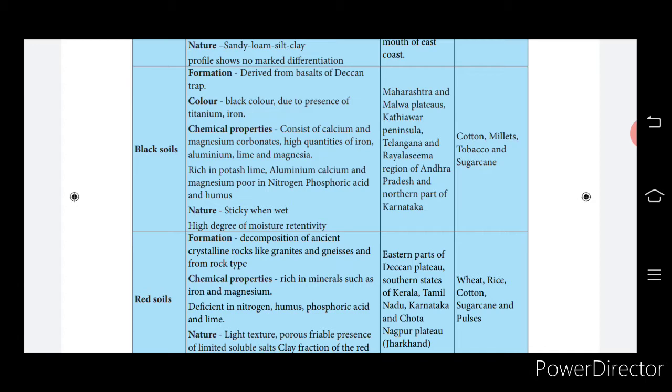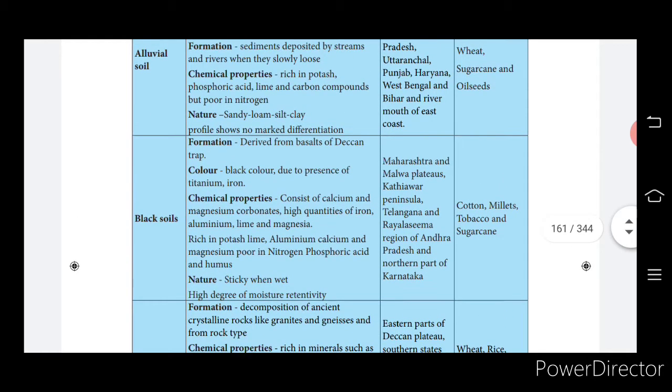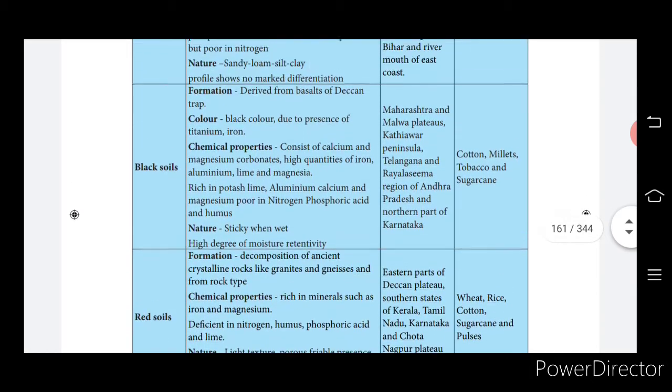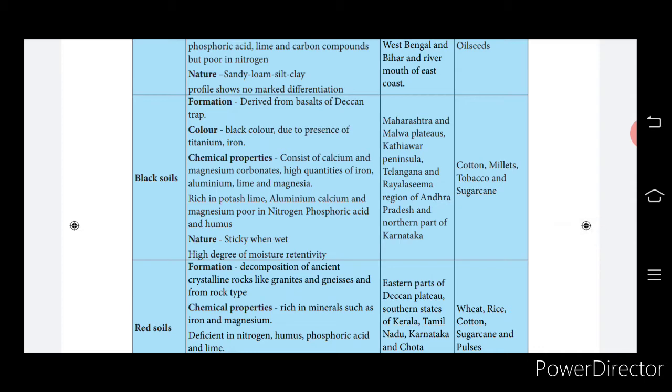Okay, and it will be very moist. So the places where the black soil is distributed are Maharashtra, Malwa Plateau, Kathiawar Peninsula, Telangana, and Rayalaseema. Okay, and the crops growing in this soil are cotton, millet, tobacco, and sugarcane.